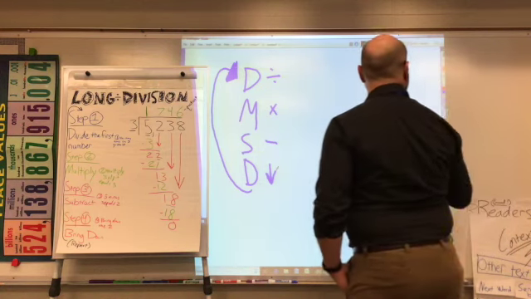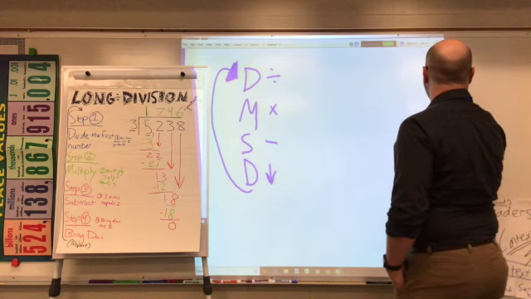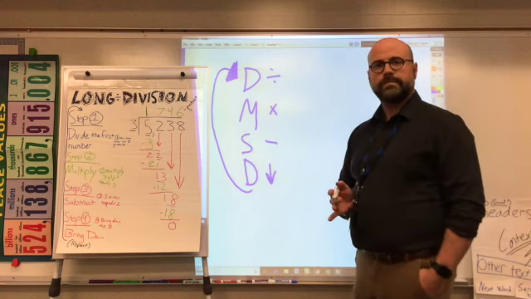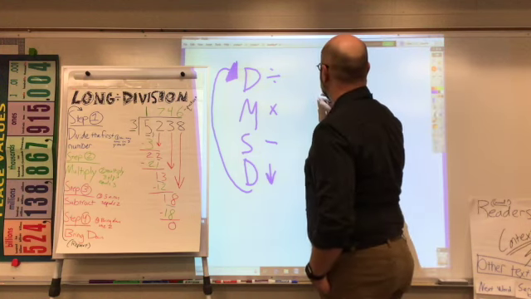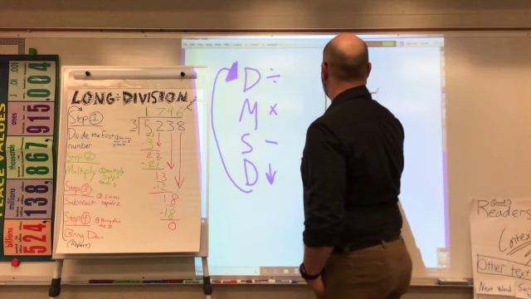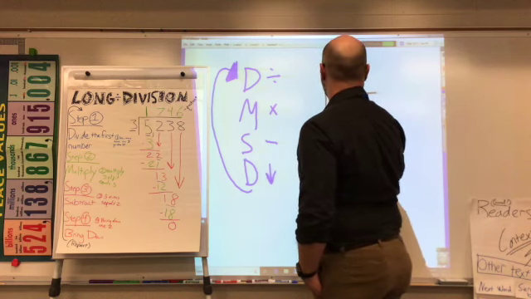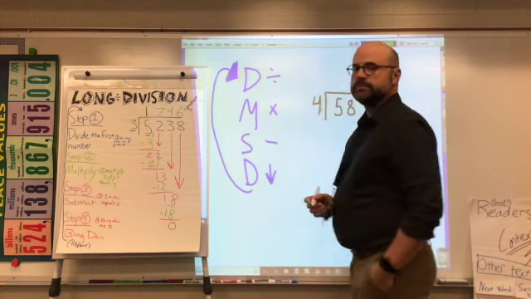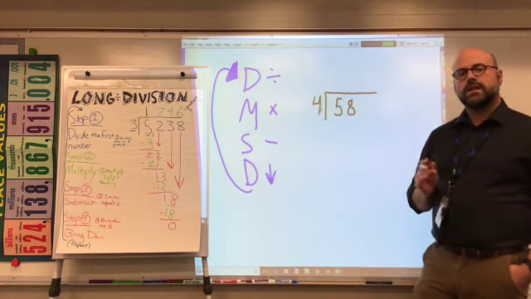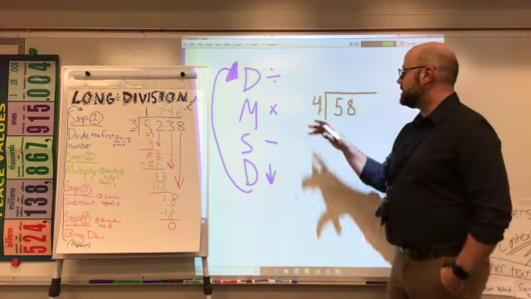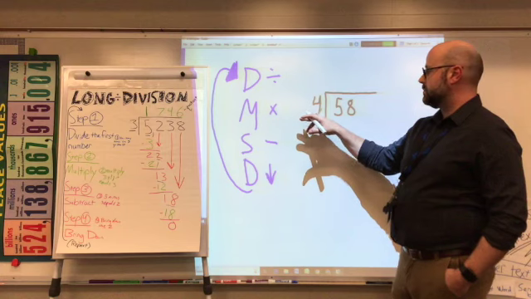So what we're going to do is work through a few problems. And I just want to start off simple, using 2 digits divided by 1. So for the first example, I'm going to do 58 divided by, let's say, 4. Okay? Now the first thing that we're looking at here is how many times can 4 go into 5?